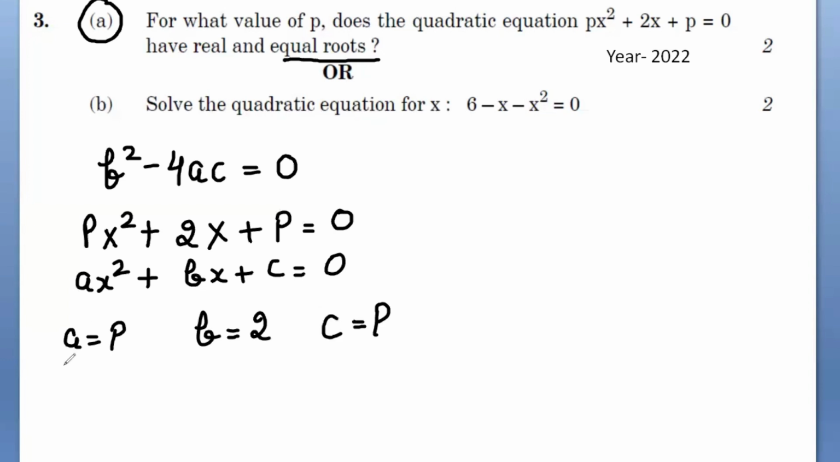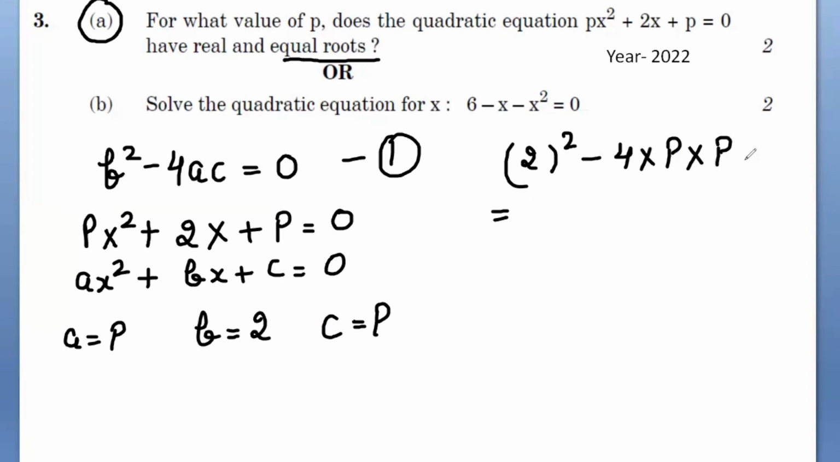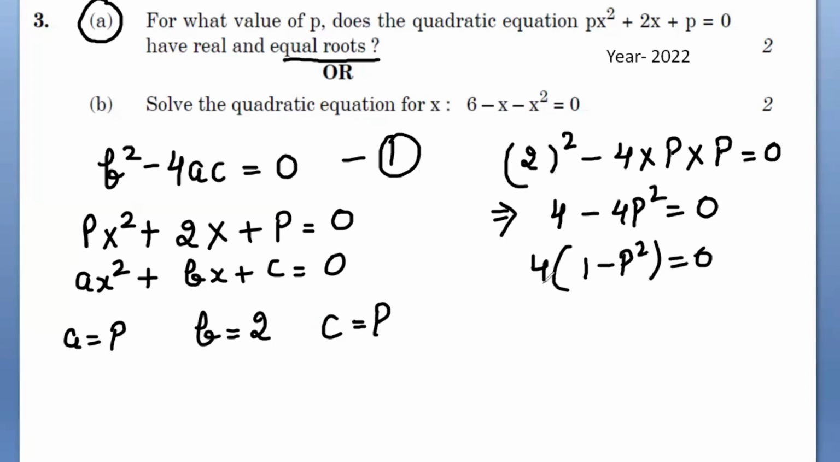Now we have to substitute these values in our equation number 1. The value of b is 2, so we write 2 square minus 4, the value of a is p, into p, the value of c, equals 0. That means 2 square is 4, minus 4p square equals 0. Now we take 4 as common: 1 minus p square equals 0. Then we'll take this 4 to the other side.